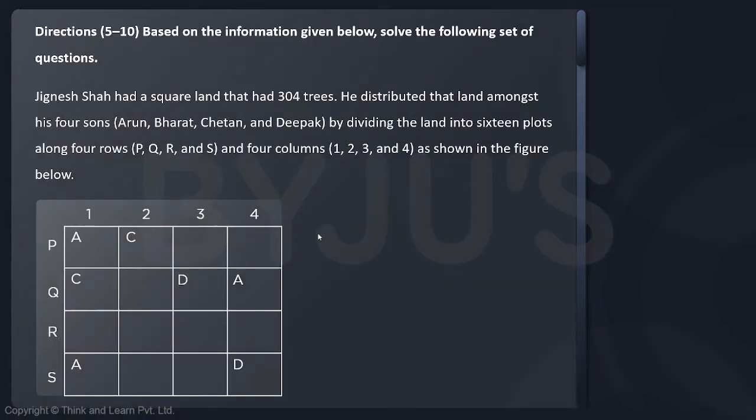So here is the next set. Jignesh Shah had a square land that had 304 trees. He distributed that land amongst his four sons A, B, C, D by dividing the land into 16 plots along 4 rows and 4 columns as shown in the figure.